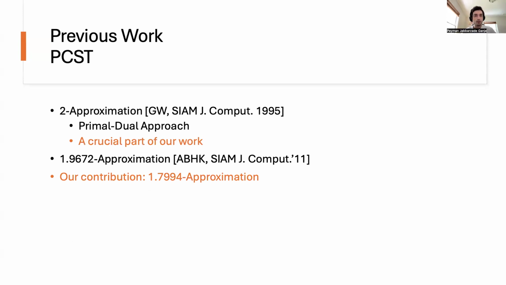And then for the previous work on prize-collecting Steiner tree, first I want to mention the Goemans-Williamson algorithm in 1995, which gives a two approximation solution and uses a primal-dual approach. And this one is crucial for our work, and we use it a lot, and I will explain it more. And there's also an algorithm that has better than two approximation, with 1.96. And in this work, we improve on them, and we find a 1.79 approximation factor for this problem.